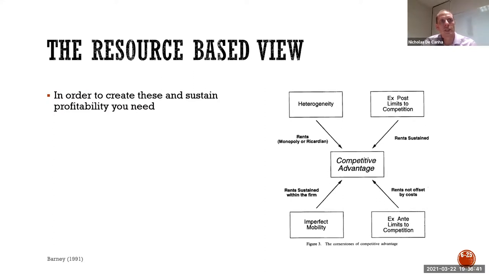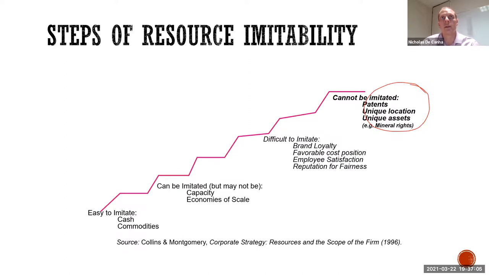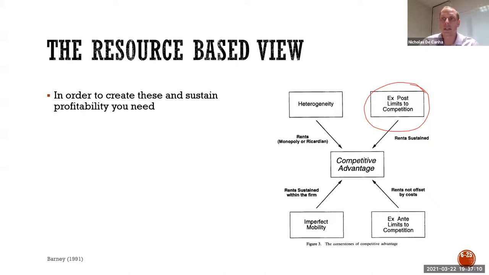And so we saw this from Barney talking about competitive advantage. What are these things that lead to sustained competitive advantage? The language is maybe a little on the academic side, but the point is that there need to be some limits to competition, like causal ambiguity, like unique location or unique assets, because these limit the competition that's available. You can't compete this away. And because of that, your rents are sustained.